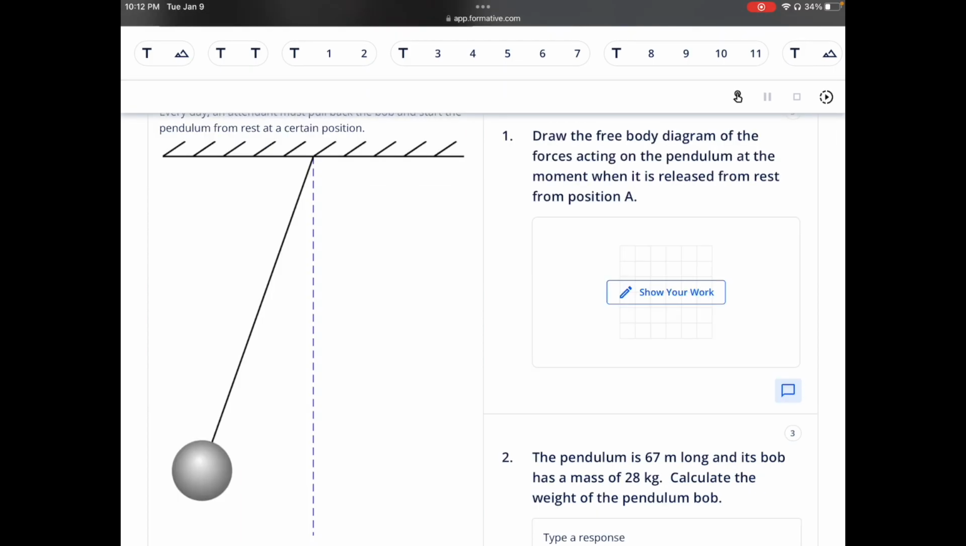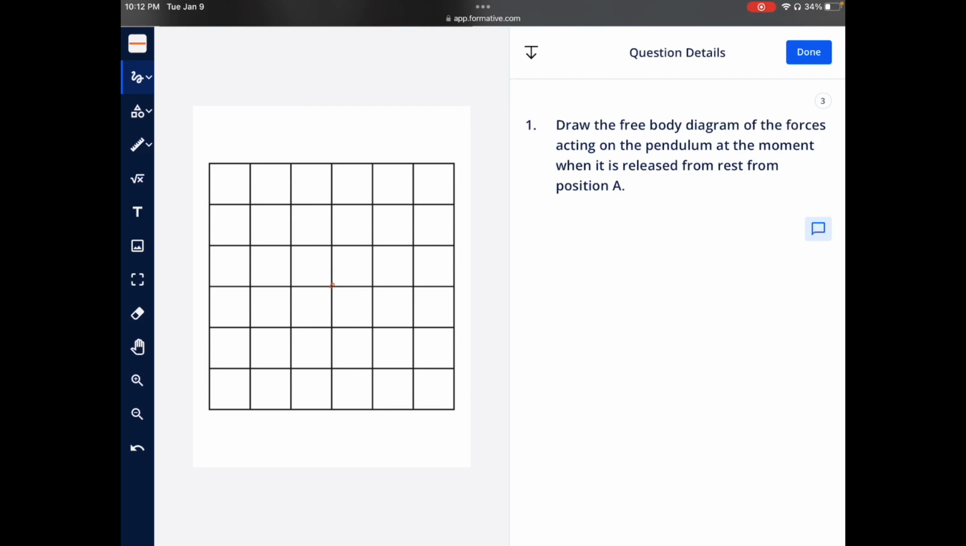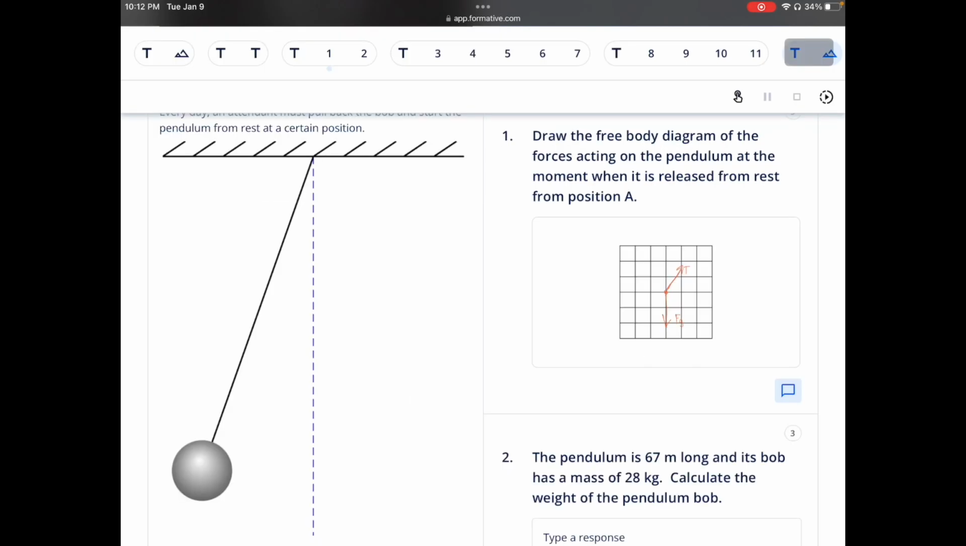But like I said, be able to draw free body diagrams. In this case, dot starts in the middle, FG goes down, FT goes up and to the right. You get a point for the structure, so it has to have vectors pointing away from the dot, a point for identifying the forces in the picture, and a point for their direction.